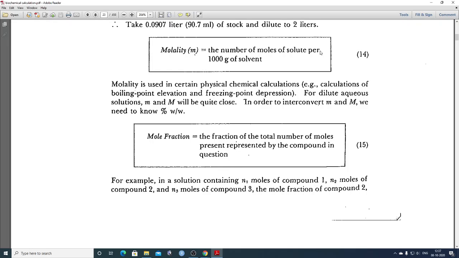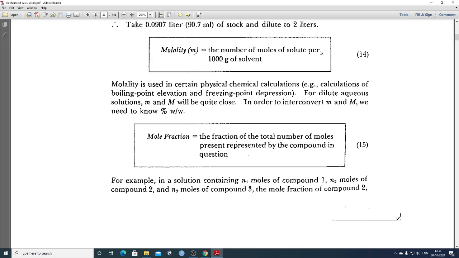For a dilute aqueous solution, m and capital M will be quite close. In order to interconvert m and capital M, we need to know percent volume or weight by weight.